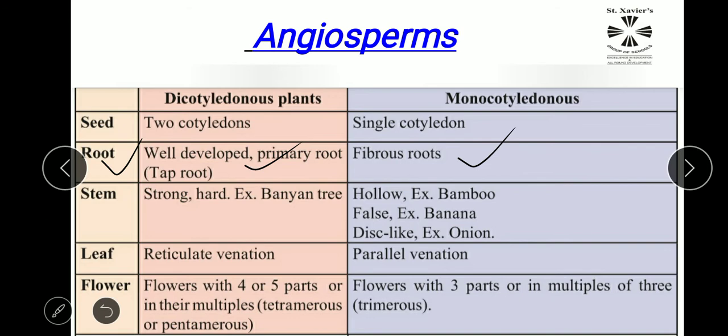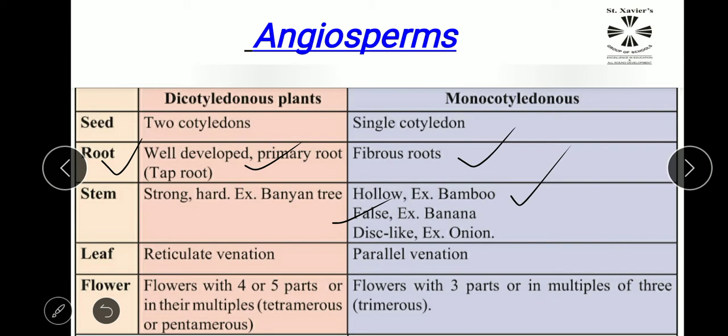Now when we talk about the stem of these two plants, stems of dicotyledonous plants are strong and hard. For example, the banyan tree, whose stems are strong and hard. But in the case of monocotyledonous plants, the stems are hollow. Example, bamboo tree. When you break it, you will find it is hollow inside. They have false stems.